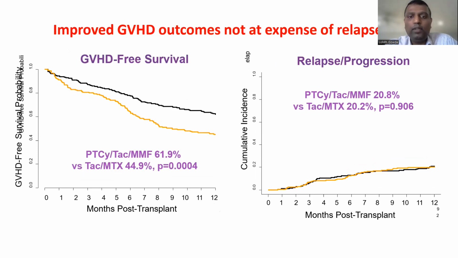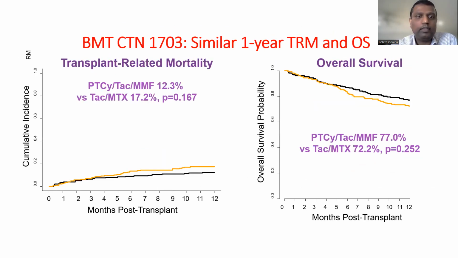Often there's concern that when you use immunodepleting agents, the GVL is impacted. As is shown here, it seems to be disentangled, and relapse and progression was not a concern with the application of post-transplant cyclophosphamide compared to TAC methotrexate.